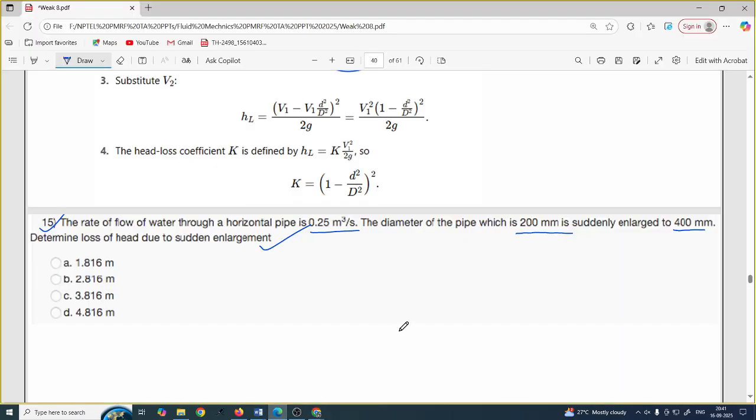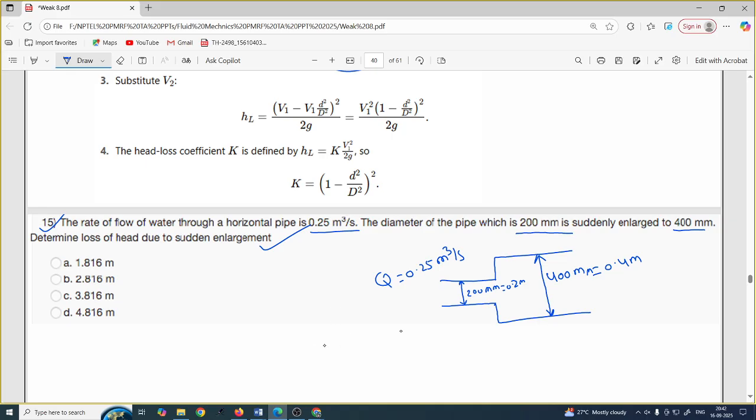Okay, let me just calculate. The diameter is given, you can draw the diagram similar to the previous question. So here the diameter is 400 mm, that is 0.4 meter, and here is 200 mm, that is 0.2 meter. And discharge you have 0.25.